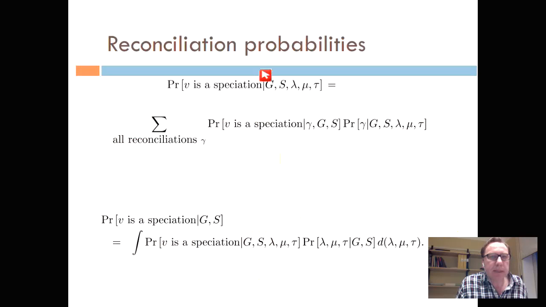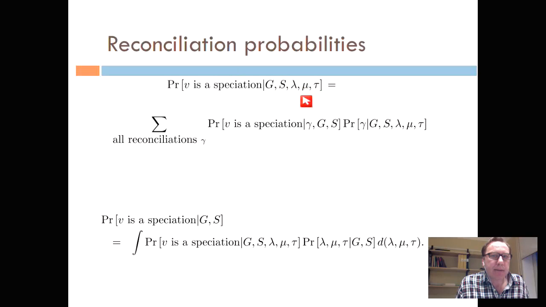I mean, the mathematical expression is the following. If we want the probability that the vertex is a speciation or a duplication, we can just sum over all reconciliations, because when we have a reconciliation, we know whether a vertex is a speciation or a duplication, and then multiply this with the probability of the reconciliation. And we can do this efficiently. Of course, in this expression, we have the rates.